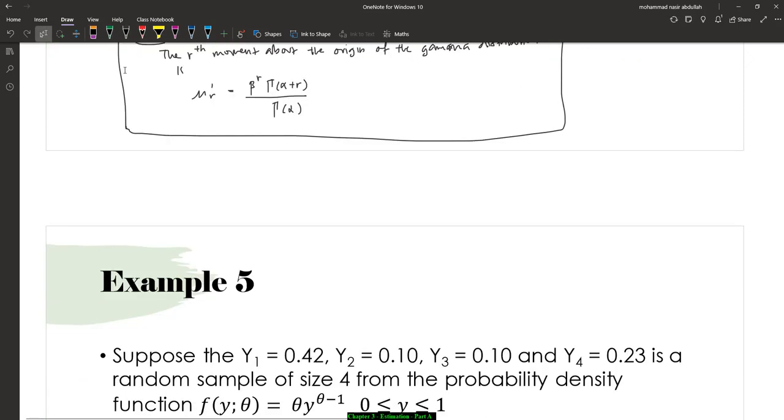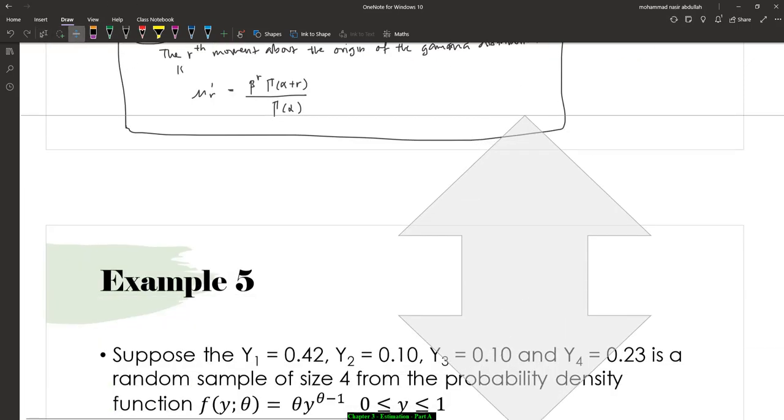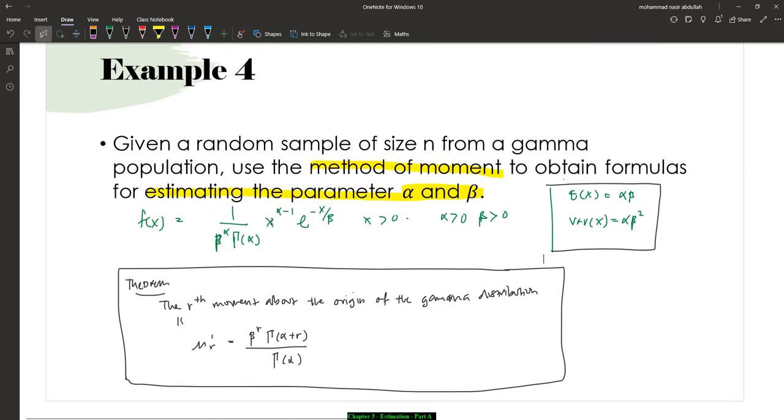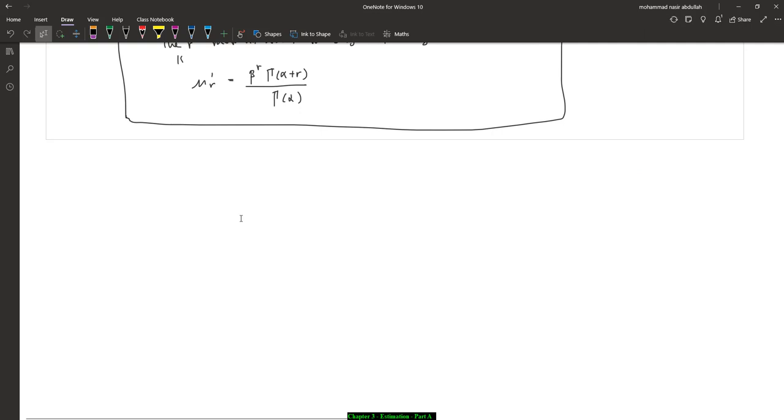So since we have two equation here, two parameter here, right, which is alpha and beta, right? So we have two equation, two parameter. So first step is we need to find the mu1 prime. So this is the first step, which is equal to expected of x, which is equal to alpha beta. So this is the first theoretical moment about the origin. And second step is we need to find the second moment about the origin, about the mean, right? Second moment about mean, which is equal to variance of x, which is equal to alpha beta squared.